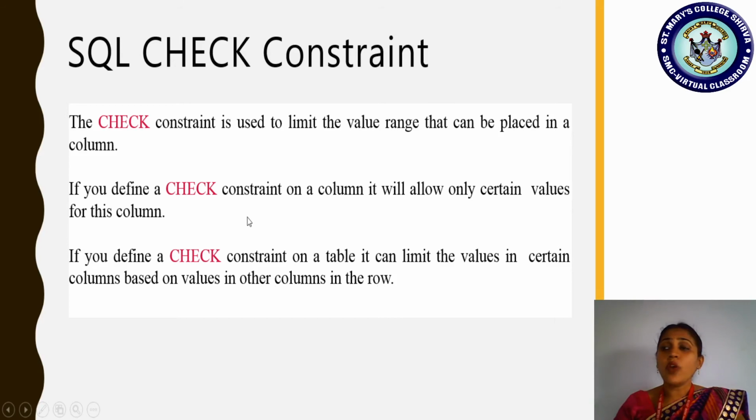So based on the table, we can also fix the constraints or limit a particular range of values, defining the constraints on a table also, on the overall table. Okay, so how does that work? It can limit the values in certain columns.